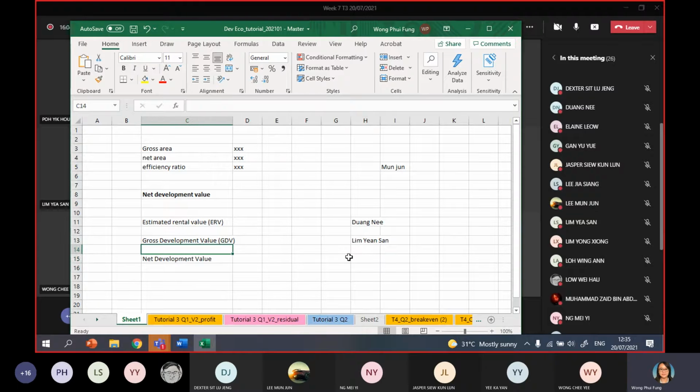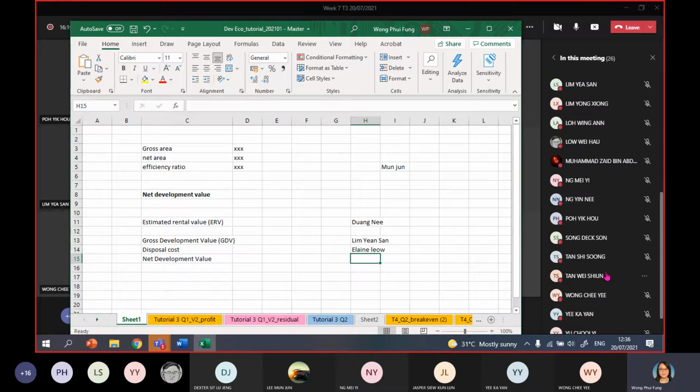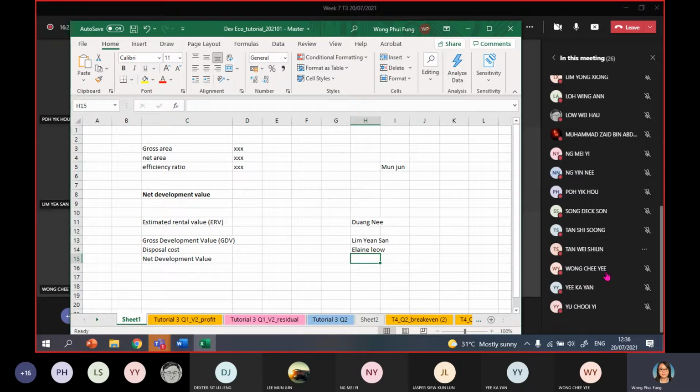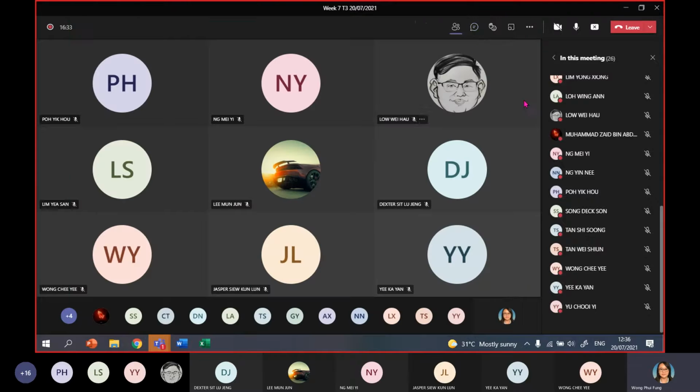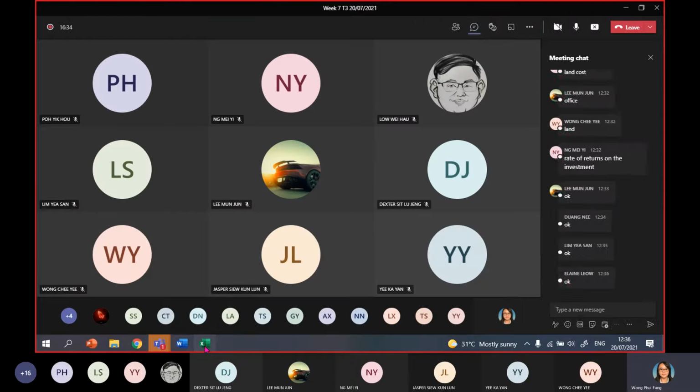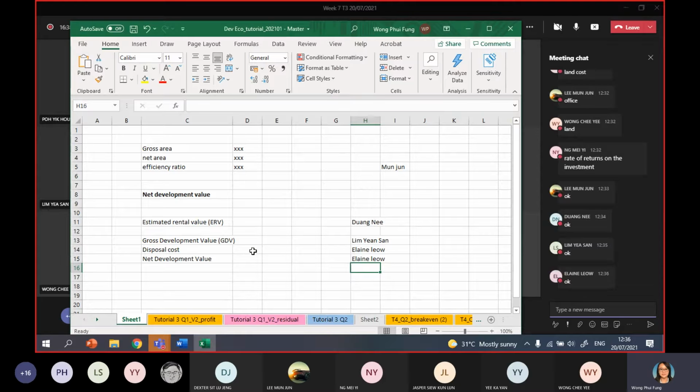Before the NDV is the disposal cost first. So for the disposal cost, I will ask Elaine Liu. Elaine, are you there? Can you give me the disposal cost? And last but not least, the NDV, actually NDV is also very easy. Elaine, again, these two: disposal cost and NDV. Okay, so you all can kickstart first. When you have your answer, you can paste it in the meeting chat so that everybody can see.